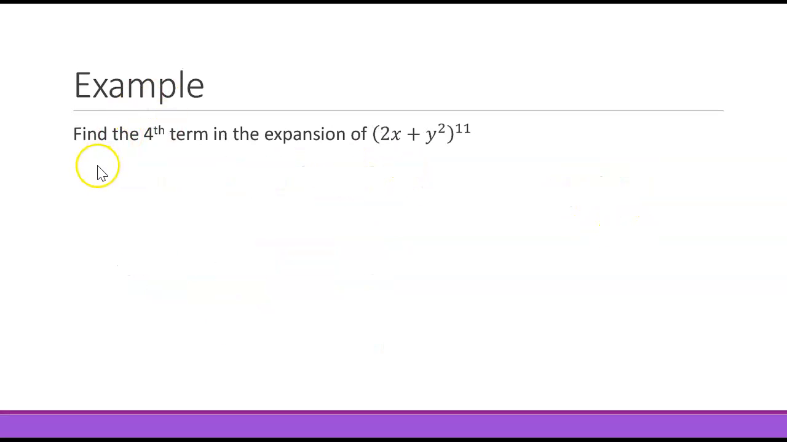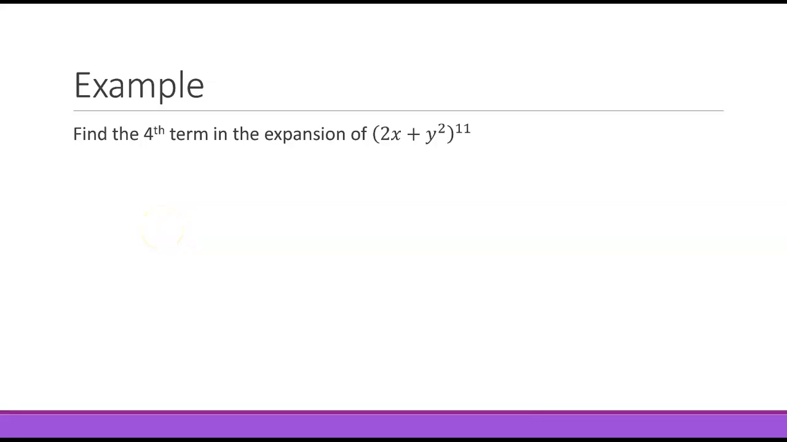And in this example, we want to find the 4th term in the expansion of quantity 2x plus y squared, all raised to the 11th. So here we want the 4th term in the expansion. Let's go ahead and start writing out what the first, second, third, and fourth term would involve with just the x variable. We only need a little bit of information from the first few pieces.